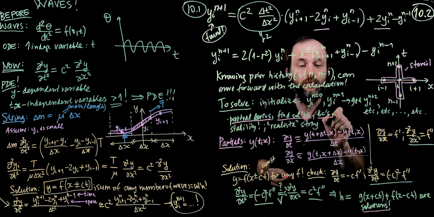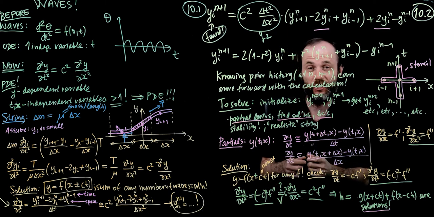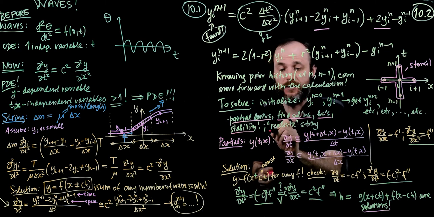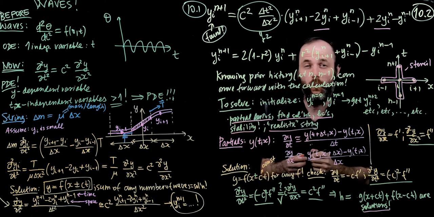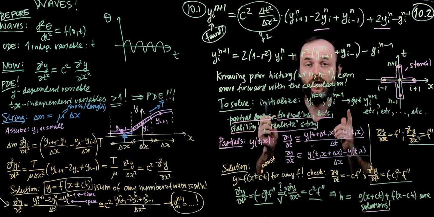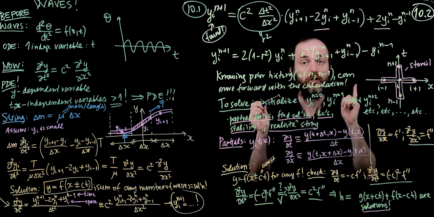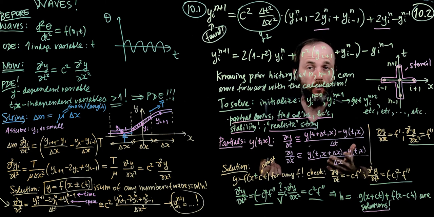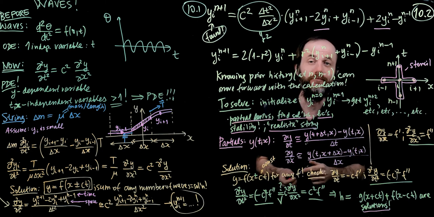The next one we're going to move over is the discussion of the boundary conditions, stability, and we're going to discuss what we mean by a realistic string. Stay tuned. That is all coming in the next part of this lecture, part 3 of lecture 10. And I'm going to see you there.